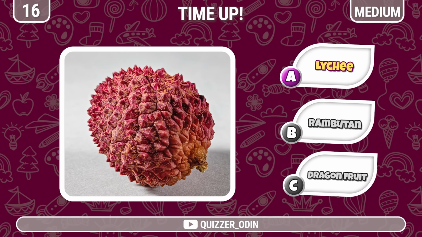Round 27. Now, your task is to find the cantaloupe among these honeydew. Cantaloupe is right here.